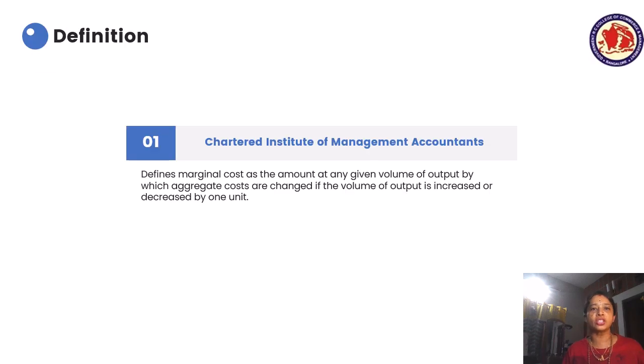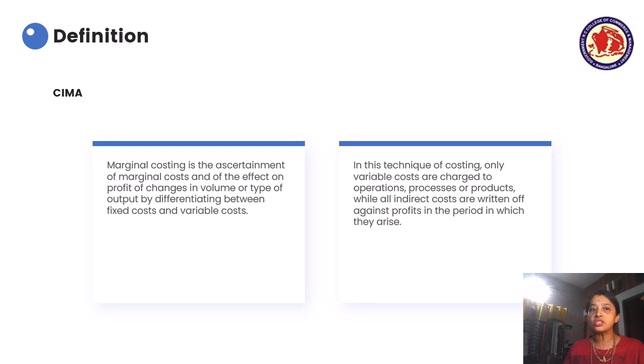So what do you mean by marginal cost? According to the Chartered Institute of Management Accountants, marginal cost is the amount at any given volume of output by which the aggregate costs are changed. The total cost will change if you increase or decrease the output by 1 unit. If there is any change in the cost due to that change in unit, that change is regarded as marginal cost. So marginal costing is the ascertainment of marginal cost. In this technique, only variable costs are charged to operations.